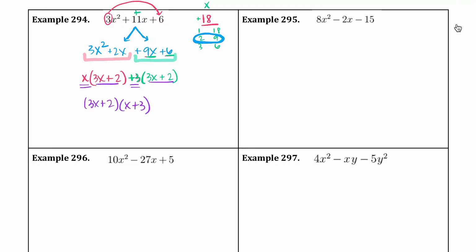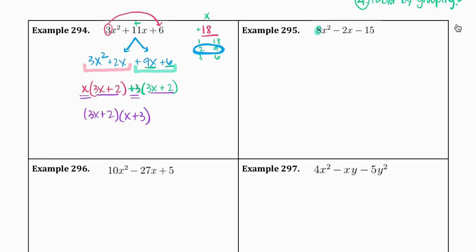So we can try that process again with example 295. We have 8x squared minus 2x minus 15. Again, we notice that there's a number in front of my x squared that we can't factor out. We can't take it out. So we're going to use our AC method, or factor by grouping method. We're going to multiply 8 times negative 15.